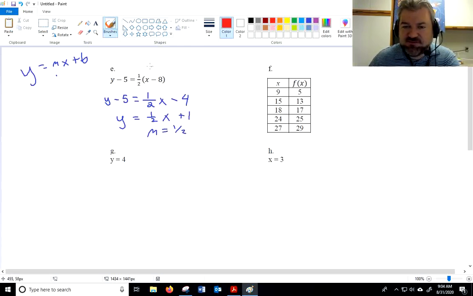And we're going to identify this here as point slope form. And what I want you recognizing is that that number there in point slope form is always the slope.